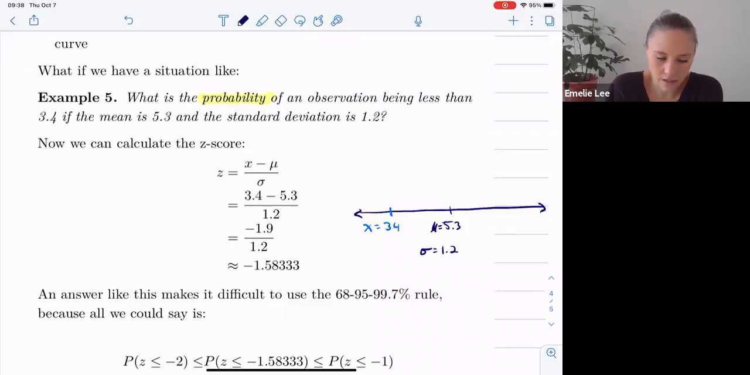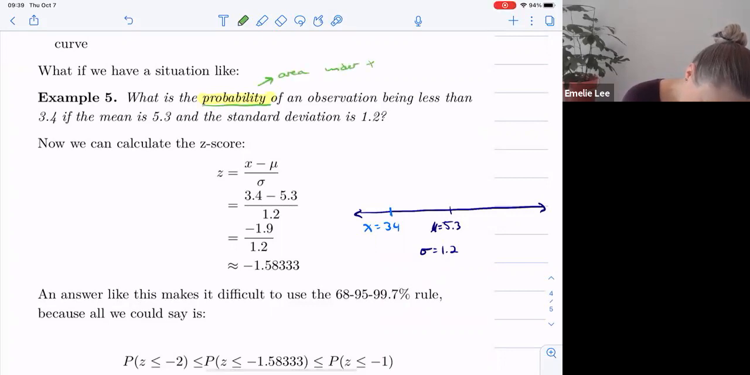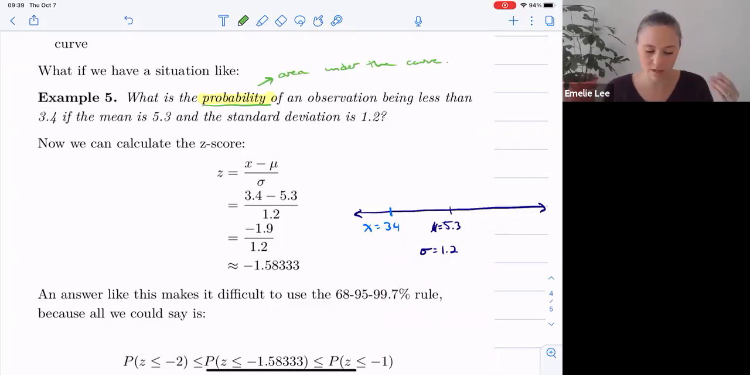So now what I'm going to do is first attempt at drawing the normal distribution on top here, right? Because if I want the probability, that's actually asking for the area under the curve. The area under the curve for what? Well, it depends on the question, right? Of an observation being less than 3.4. So the area that we're interested in is going to be from 3.4 and less than 3.4, right?